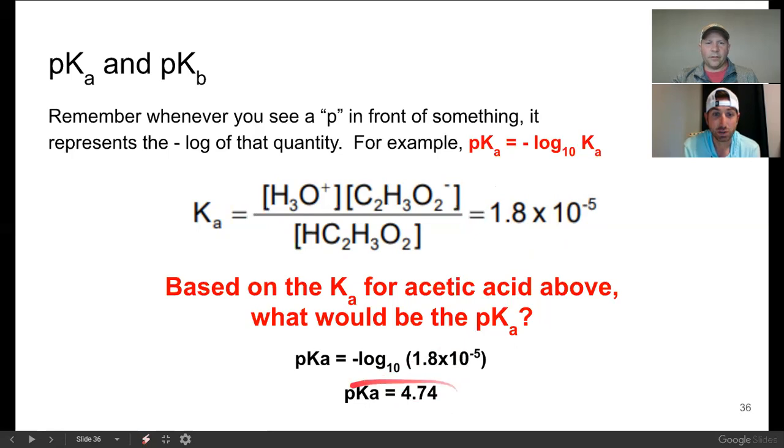4.74, right? So that is vinegar. So vinegar is HC2H3O2. The pKa of vinegar is 4.74.